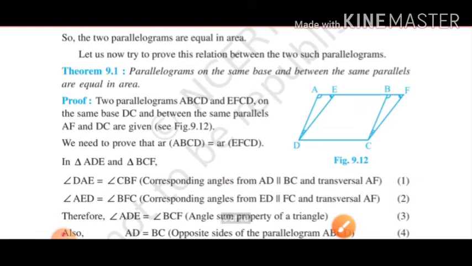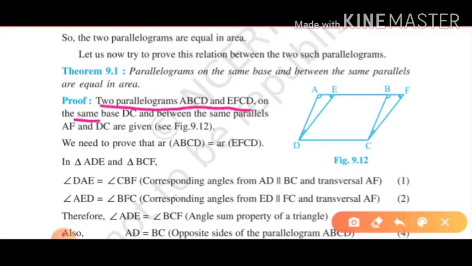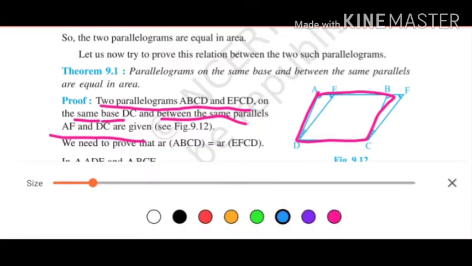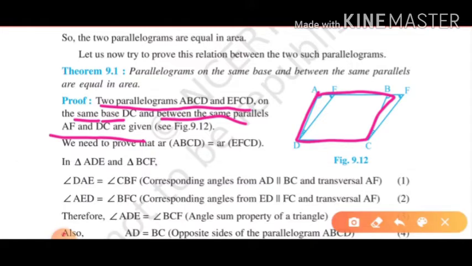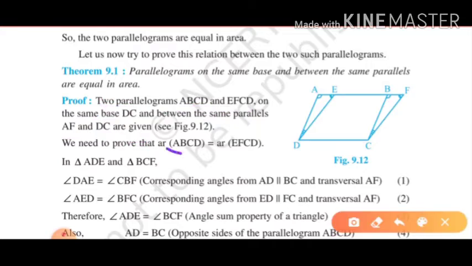Now we are going to prove it. For this, we first have to draw two parallelograms named ABCD and EFCD, standing on the same base DC and between the same parallels. At first you draw ABCD, and then we'll draw DF, and parallel to DF we'll draw this one, then this one. So we have two parallelograms. We need to prove this.